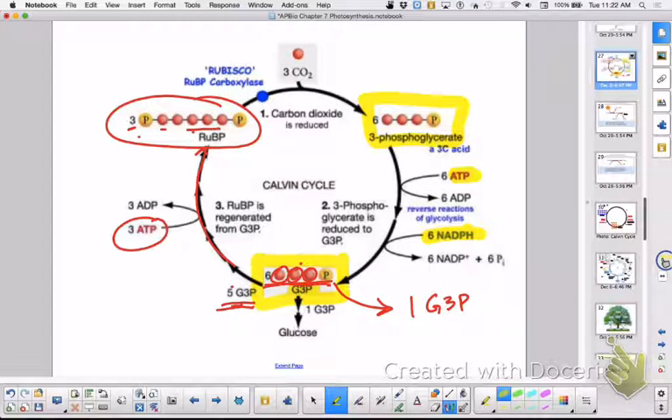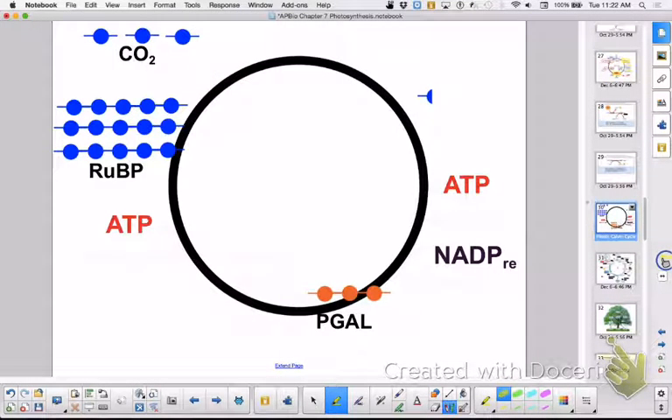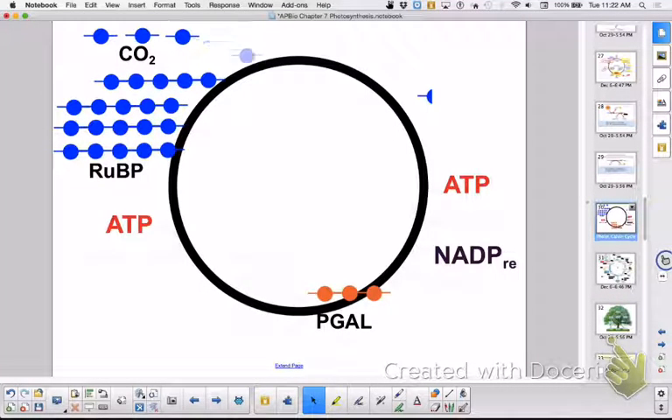So I wanted to show it to you one more way, okay? This is third time's a charm for some of you. You're going to get this, right? Okay, so here's RUBP. Some of you are like, I already have it. Here's RUBP. How many carbons are in each RUBP? Five. How many of them do I have? Three. Okay, so each one of these RUBPs is going to hook up with a CO2.